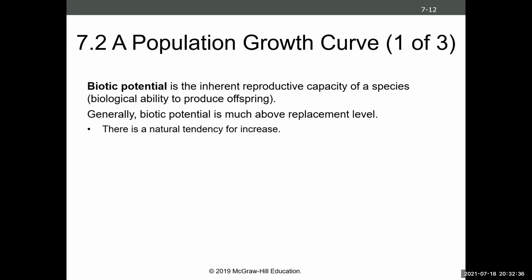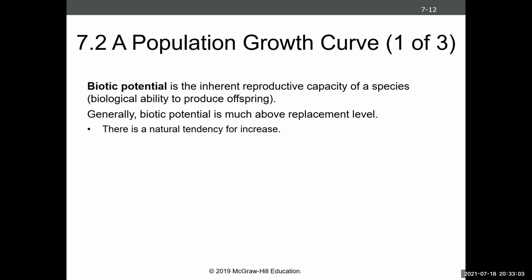And we can look at the growth of a population, whether it's increasing or decreasing, and we can map that in a population growth curve. We can also quantify what's known as the biotic potential. This is the reproductive capacity of a species, the ability of that species to produce offspring.